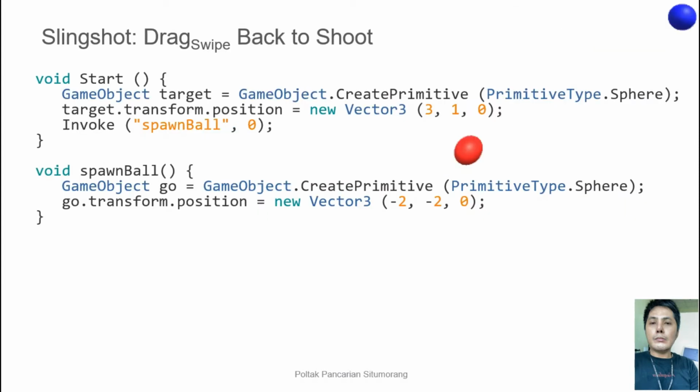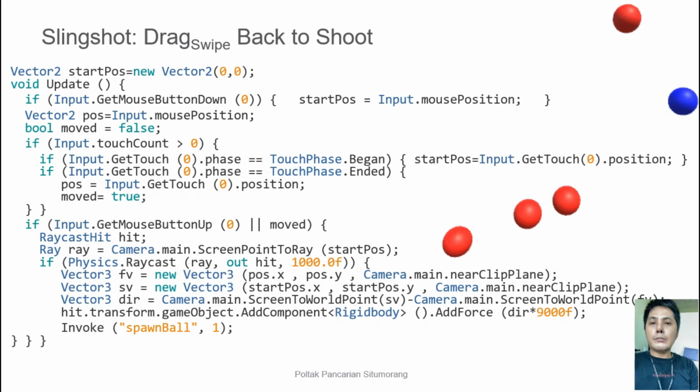Rerun. In this game, you will drag the mouse or your finger to shoot a ball at the blue target. To start, we create the blue target ball. One red shooting ball is spawned now. startPos is the screen coordinate of the ball being shot. startPos is set according to either the Began event of a touch or the mouse down event.